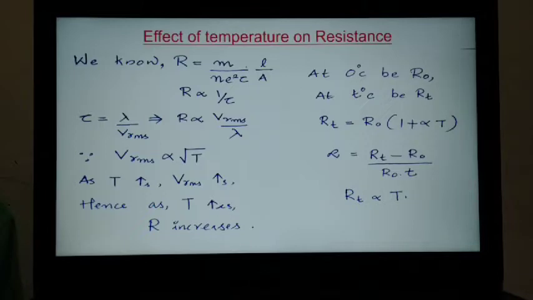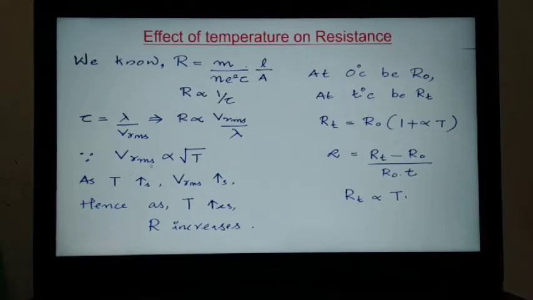So lambda is the mean free path. Vrms is the velocity with which the electron is traveling through the conductor during the time tau. So we can say tau is equal to lambda by Vrms. That means time is distance by velocity. Since tau is equal to lambda by Vrms, 1 by tau will become Vrms by lambda. So when you compare with the above equation, R proportional to 1 by tau, and tau is equal to lambda by Vrms, so R is proportional to Vrms divided by lambda.